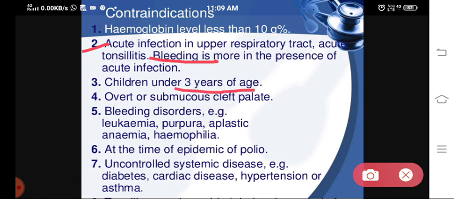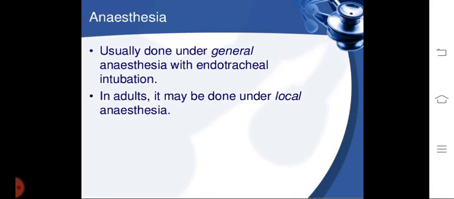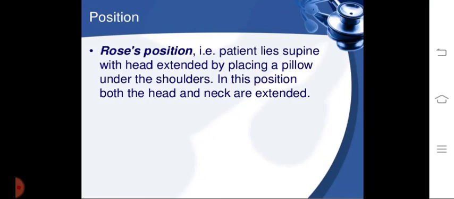Children less than 3 years of age, overt or submucous cleft palate, bleeding disorders. So bleeding is a complication, so any bleeding disorder, and at the time of epidemic of polio. Uncontrolled systemic diseases like diabetes, cardiac disease, hypertension, asthma. And the anesthesia we do is general anesthesia. In adults, it may be done under local but shouldn't be done.